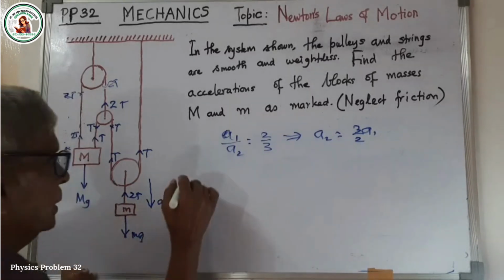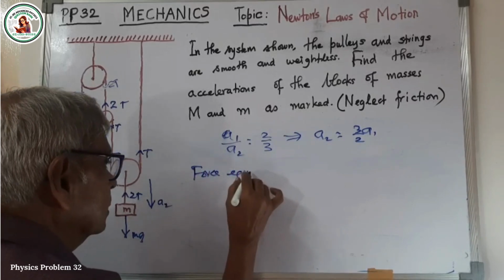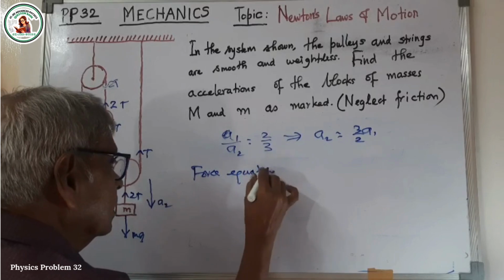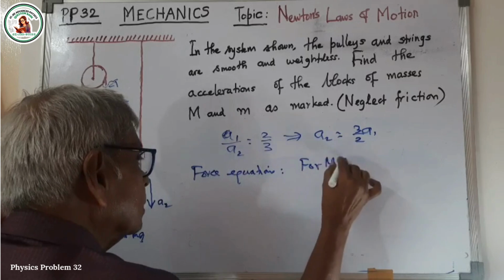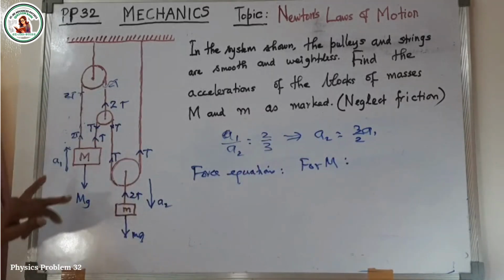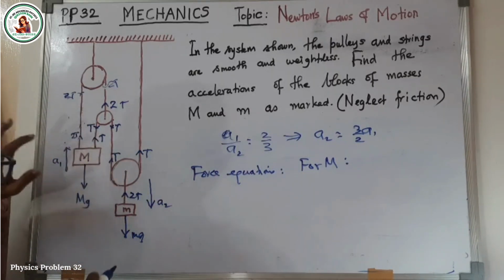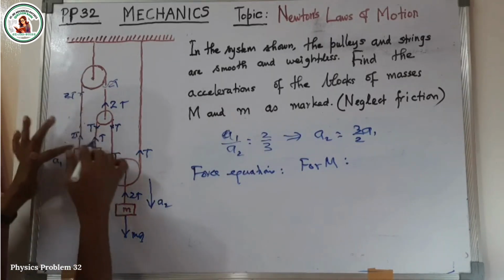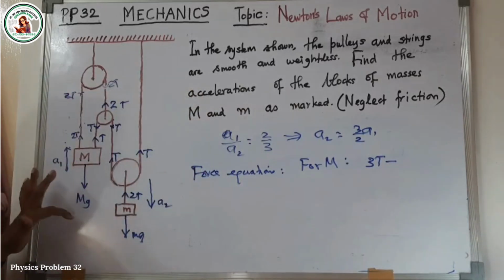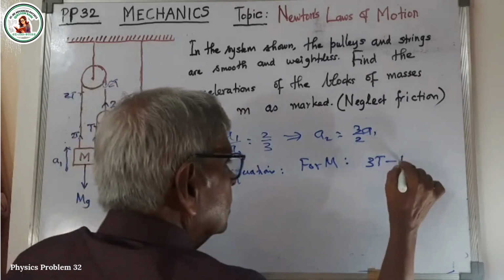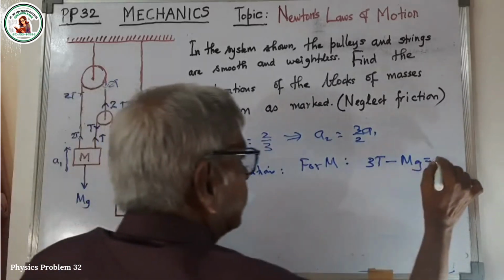Now we write the force equations. Force equation for capital M is, we have marked the acceleration up. So upward force must be taken as positive force. Total tension is 3T up. Weight is a negative force, so 3T minus Mg equal to capital M times A1.